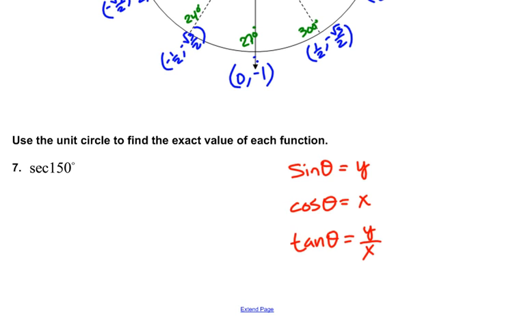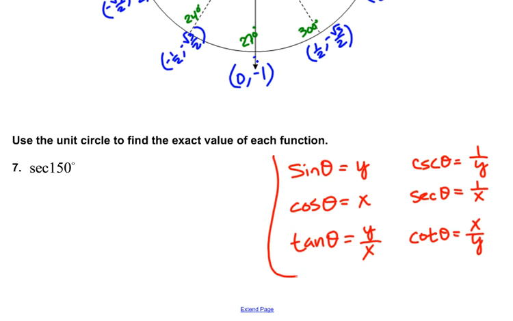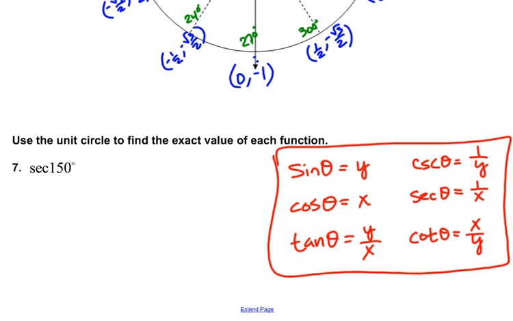Continuing along those same lines, the cosecant of every angle is the reciprocal of the sine, so that would be 1 over y. The secant of every angle would be the reciprocal of the cosine, which would be 1 over x, and the cotangent of every angle would be the reciprocal of the tangent, so that would be x over y.